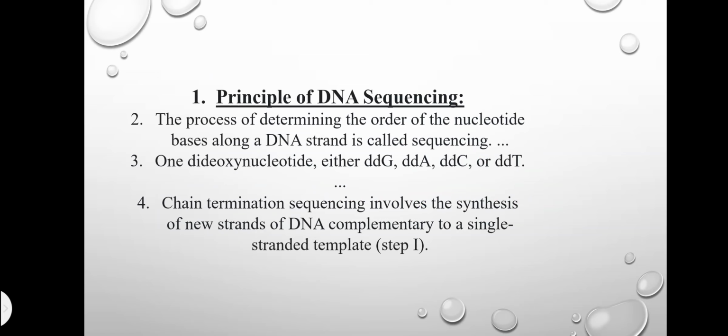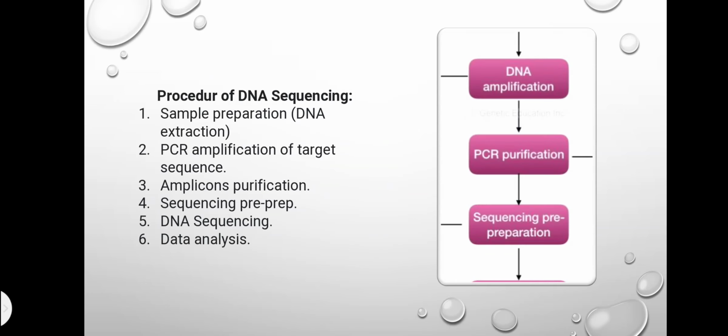Now we discuss the principles of DNA sequencing. Chain termination sequencing involves the synthesis of new strands of DNA complementary to a single-stranded template, and the process of determining the order of the nucleotide bases along a DNA strand is called sequencing.